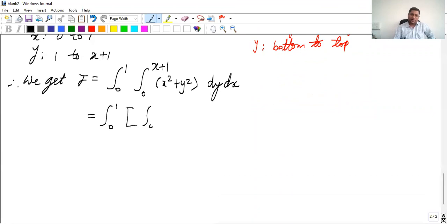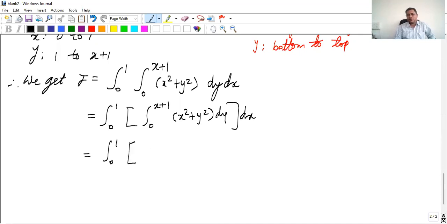So integral 0 to 1, integral 0 to x plus 1, it is x square plus y square dy, and then we have to integrate with respect to dx. So we can have 0 to 1. So when we are integrating with respect to y, x is treated as a constant. Okay, so shouldn't it be from 1 to x plus 1? Yes, it should be from 1 to x plus 1, right?